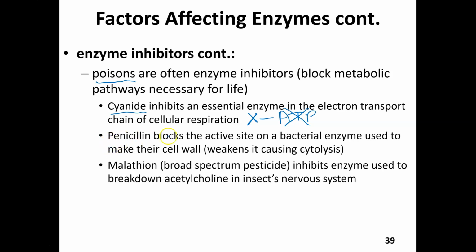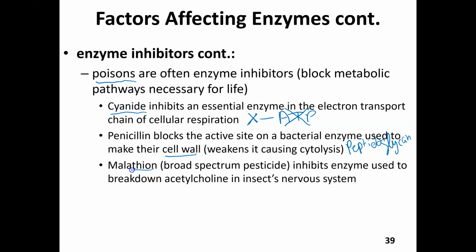Penicillin blocks the active site on bacterial enzymes used to make a substance known as peptidoglycan. And when they can't produce this, since it's part of their cell wall, they no longer are able to produce a strong cell wall, and now they're more likely to be killed by the osmotic environment that they're living in.